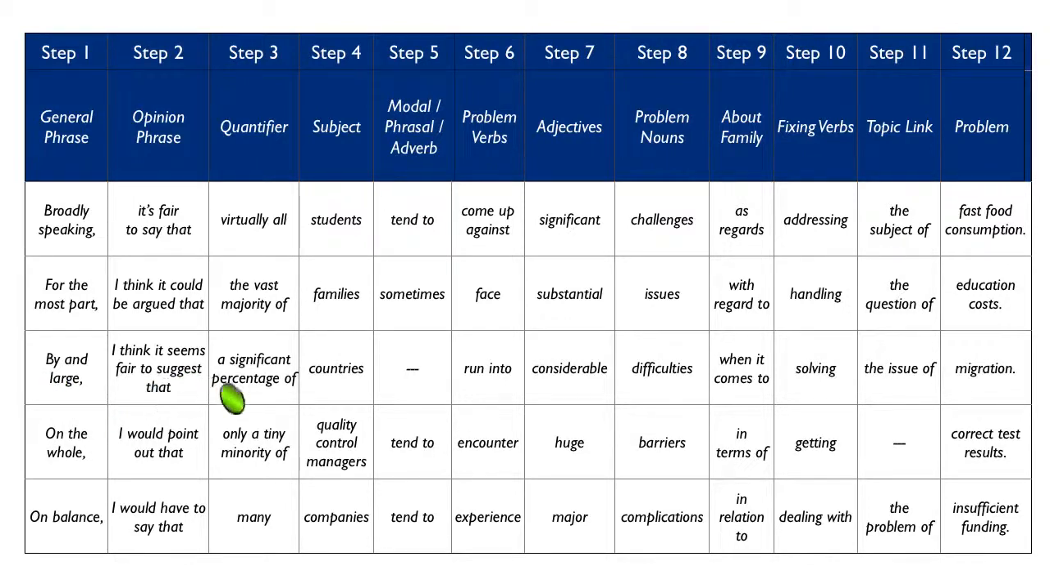On the whole, I would point out that only a tiny minority of quality control managers tend to encounter huge barriers in terms of getting correct test results. On balance, I would have to say that many companies tend to experience major complications in relation to dealing with the problem of insufficient funding. And there are some nice sentences now talking about problems and how to deal with them, and you can see some very good examples here of certain word families like problem nouns, the about family, fixing verbs, and don't forget here, after a member of the about family, if you use a verb, it must be ing.